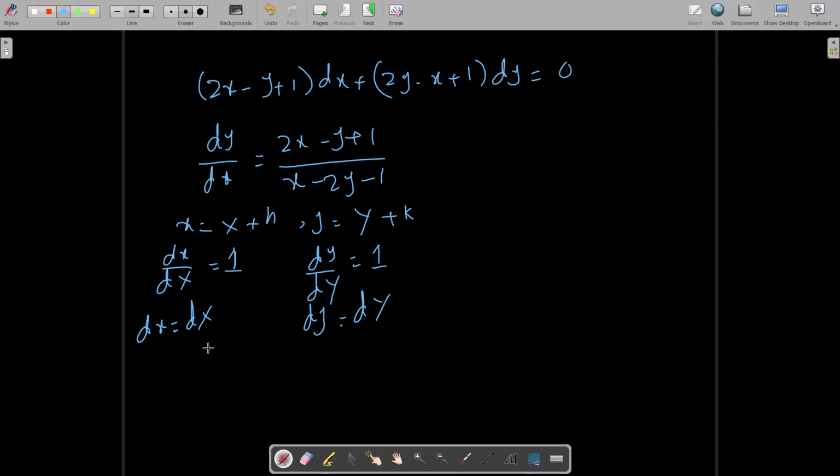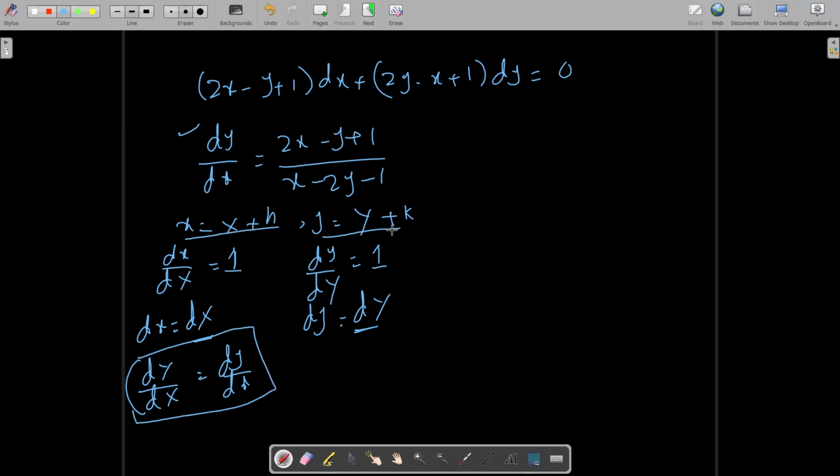Now, if you divide both equations, left with left and right with right, it's going to be capital dY over capital dX equals small dy by dx. It means small dy by dx is equal to capital dY by dX. So we can replace this dy by dx with this one. Got it? So this is our substitution, and we're going to plug it into these two equations.